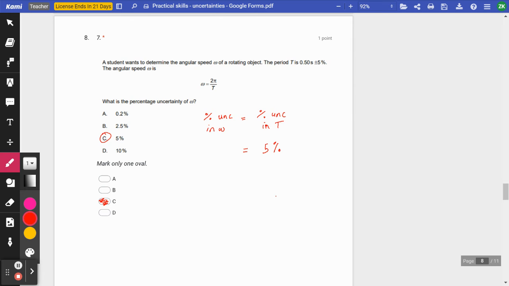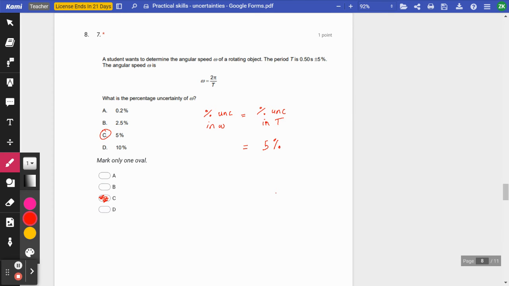Okay, question 8. So here we have a formula for angular momentum. Doesn't matter if you have done angular momentum or not. Regardless, the formula is there, so that's going to help. So this is a constant. So the only variable, because it's 1 divided by t, so that's t to the minus 1. So that is 2 pi t to the minus 1.